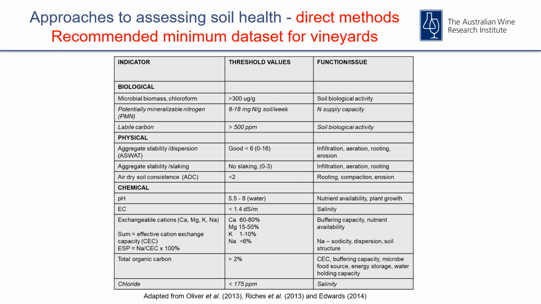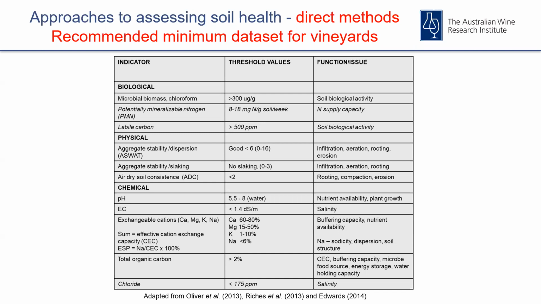They tried to ask what biological, physical, and chemical properties we should be measuring, and then monitoring those over time to see how things change as an indicator of soil health. These are some of the ones they came up with, as a way of assessing the overall health of the soil.